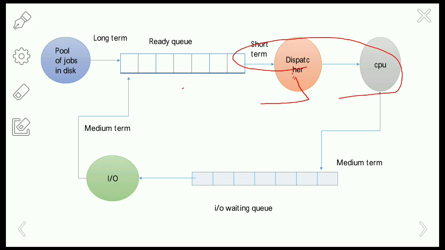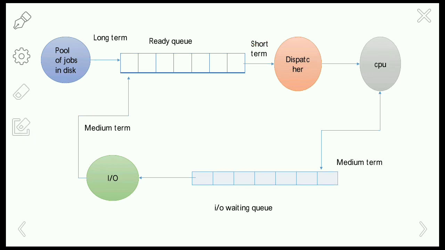The method of selecting a process from the ready queue depends on the CPU scheduling algorithm. And coming to the dispatcher, the main function of the dispatcher is context switching. It means switching the CPU from one process to another process and saving the context of the previous process. Another function of the dispatcher is jumping to the proper location in the user program and getting ready to start the execution.